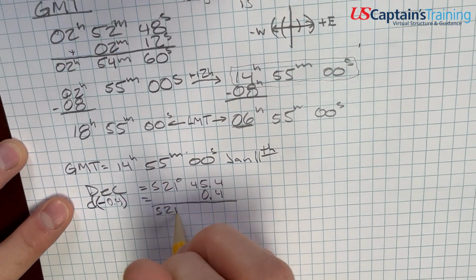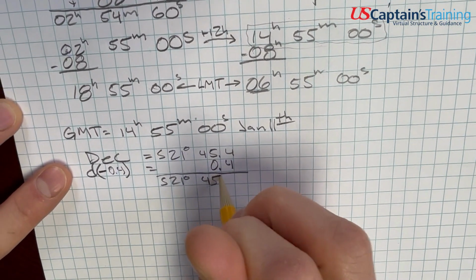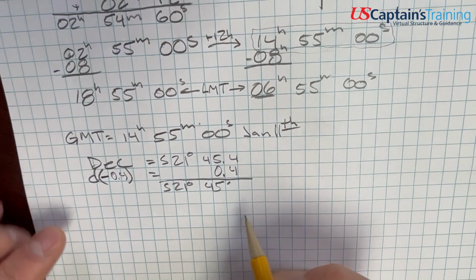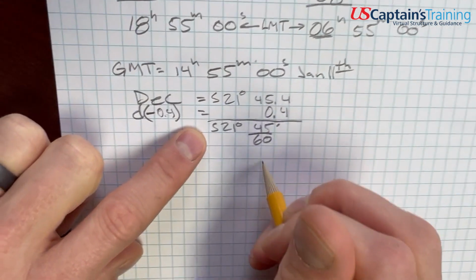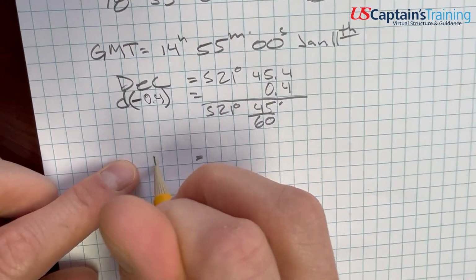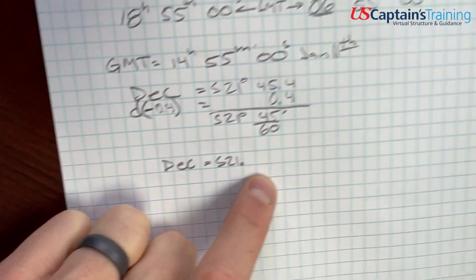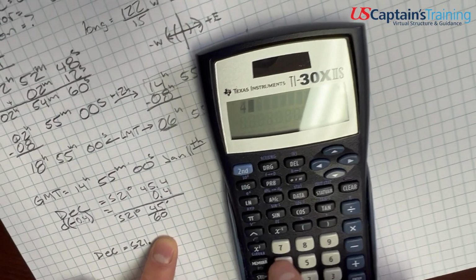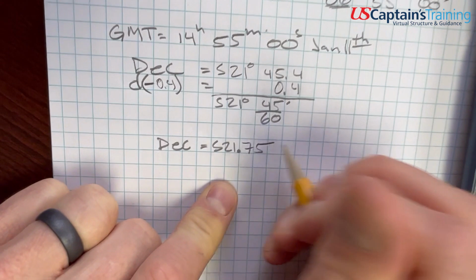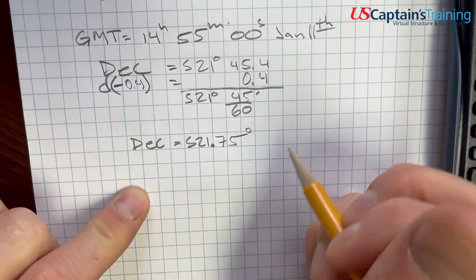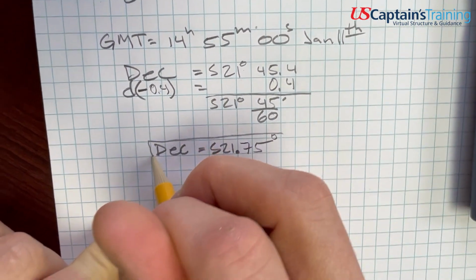So we're south 21 degrees, 45.4 minus 0.4, so we're at 45 minutes. Now, we need to get these minutes into degrees, so we divide by 60, which means our declination is going to be south 21 plus 45 divided by 60. 45 divided by 60 equals 0.75. And these are degrees. All right, so we can use those in the next step.